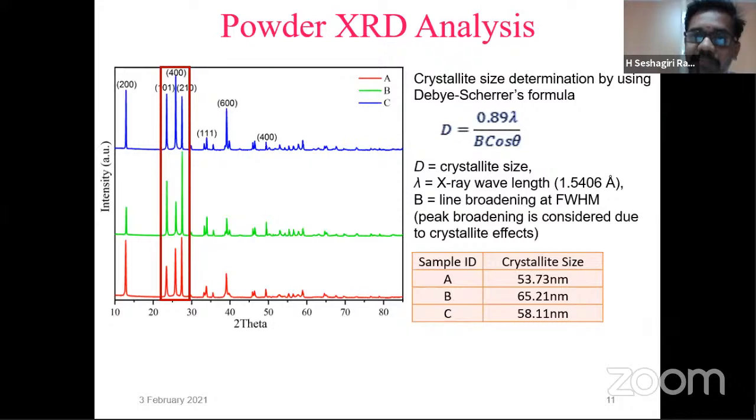Then the crystallite size has been determined by using the Debye-Scherrer formula, and on application of the Debye-Scherrer formula, it was found that 53 nanometers, 58 nanometers and 65 nanometers were achieved here.